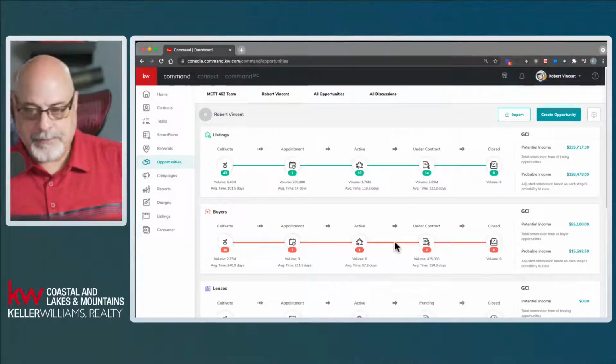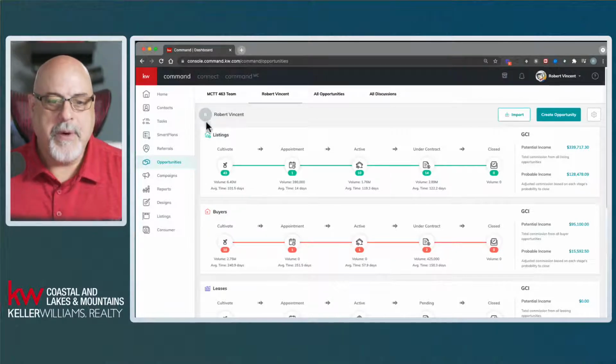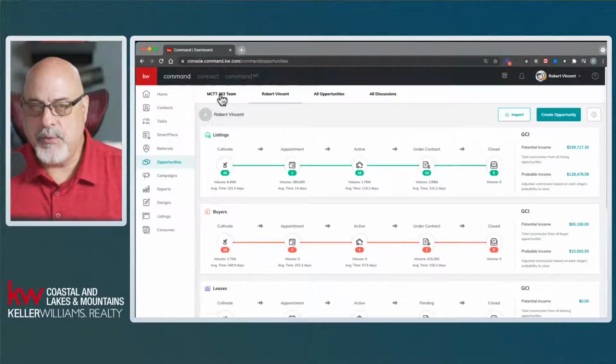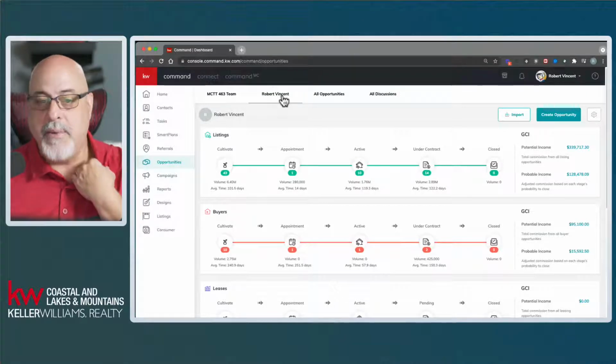So let's talk about this. On the dashboard, keeping in mind that I am part of a team and I am also the rainmaker on the team, you will not see this most likely if you are a solo agent. So you will not see a team name to the left here. Your name is going to be the first thing you see here. Mine is second because I've set myself up for the team being the primary.